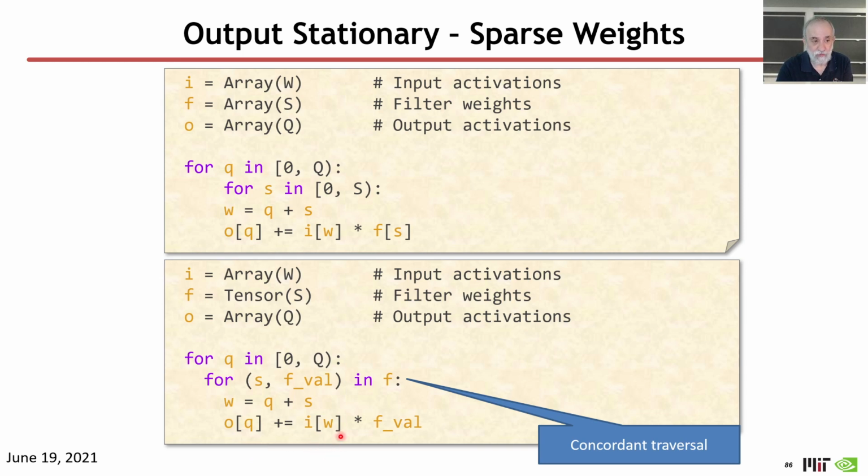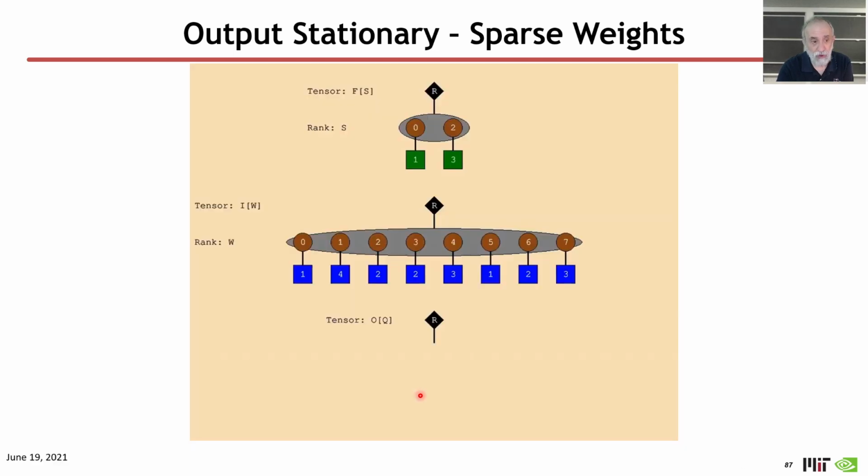Again, we also need to be able to access an input activation, and again, if the input activations are an uncompressed array, the position and coordinate are the same, and so we can access it directly by position, but we multiply it by the value that we accessed during this concordant traversal of the filter weights.